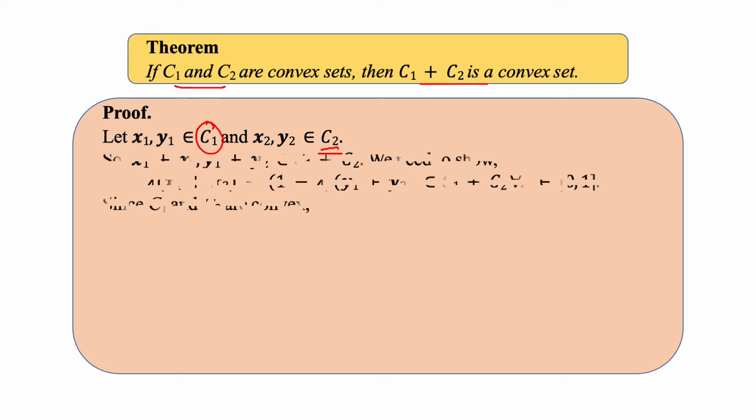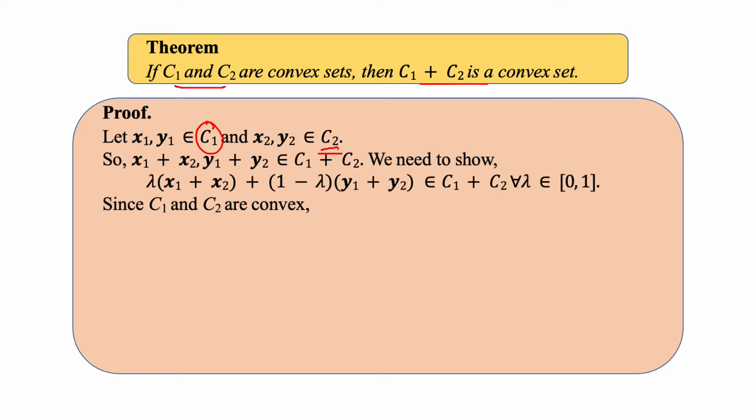Now we will say that x1 plus x2 belongs to C1 plus C2 and y1 plus y2 belongs to C1 plus C2. This is by the definition of C1 plus C2. Now we have got 2 points in set C1 plus C2. What we need to show is that lambda (x1 plus x2) plus (1 minus lambda)(y1 plus y2) belongs to C1 plus C2 for all the lambdas in the range 0 to 1. So this is what we need to show.